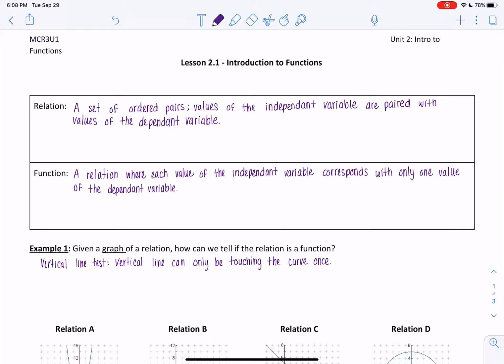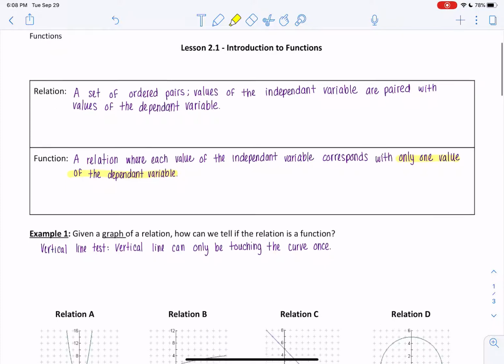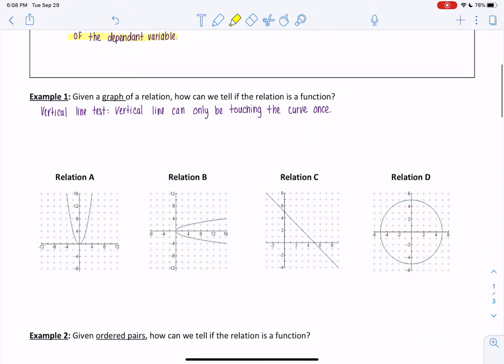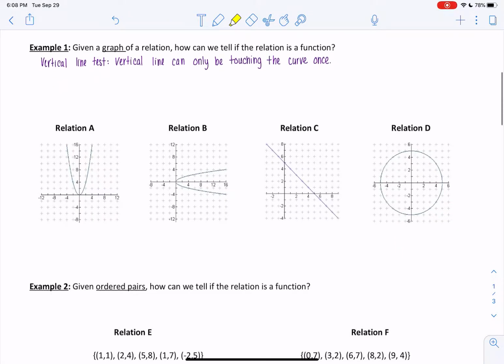Next is a function, and a function is a specific type of relation. And it's a relation where each value of the independent variable corresponds with only one value of the dependent variable. And we'll go into a little more detail about that later on in the lesson. So let's start with an example. And this first example says, given a graph of a relation, how can we tell if it's a function?